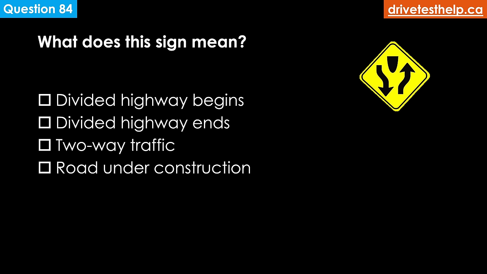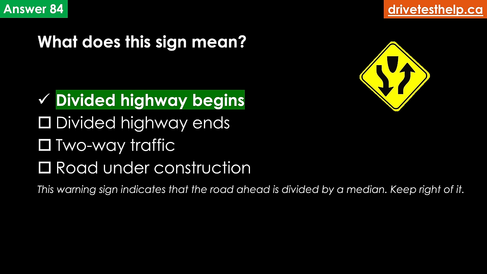What does this sign mean? Divided highway begins, divided highway ends, two-way traffic, road under construction. Correct answer: divided highway begins. This warning sign indicates that the road ahead is divided by a median.